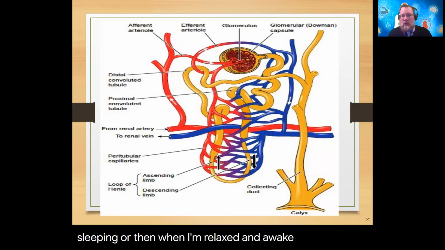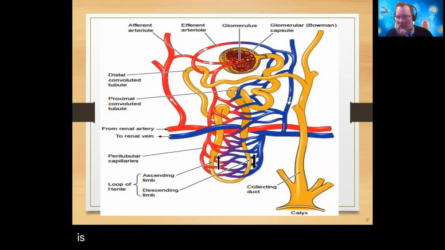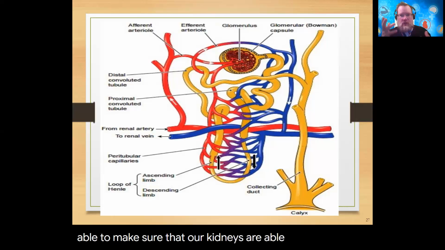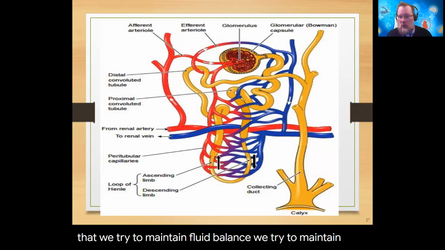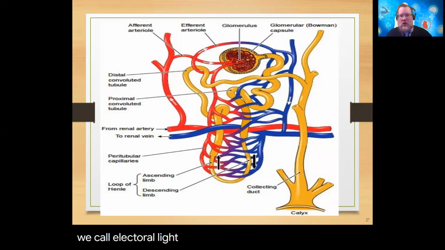So my point is, these things can change, but the fact of the matter is our kidneys are able to make sure that we try to maintain fluid balance. We try to maintain what we call electrolyte balance. Electrolytes are charged particles, those ions. Okay? Sodium, magnesium, chlorine or chloride ions, potassium, zinc. Okay? So electrolyte balance, fluid balance.